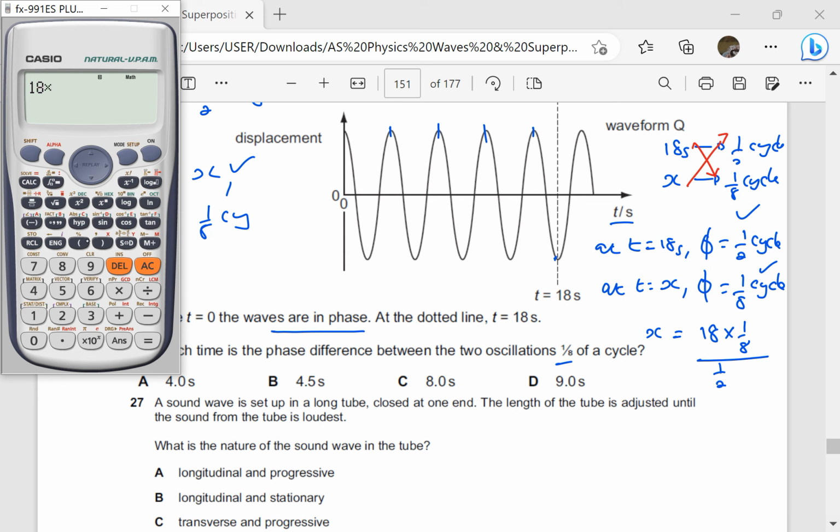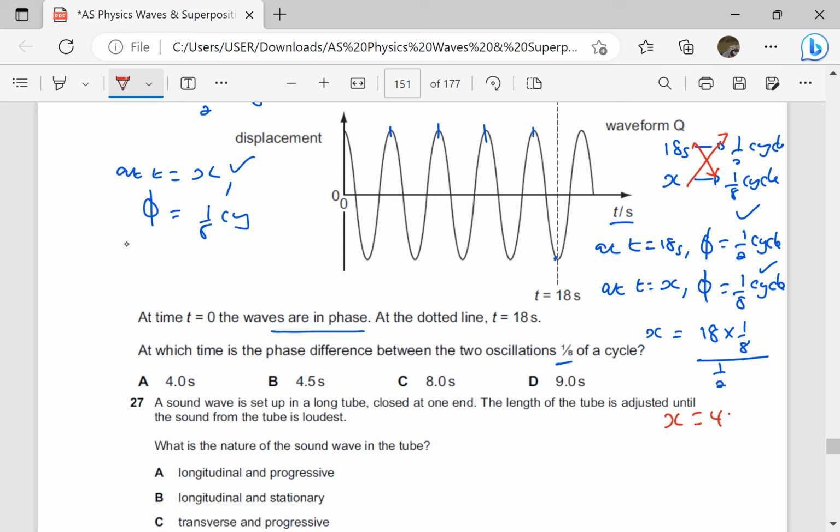18 times 1 over 8, then divide by a half, which is 0.5. And that gives us 4.5. So x is going to be equal to 4.5 seconds. Therefore, our answer is going to be B. Okay.